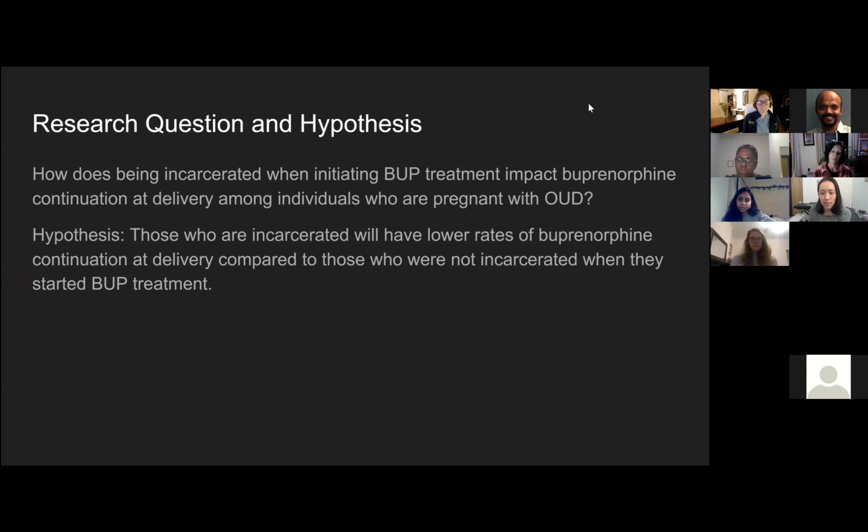Awesome. So this is essentially our research question and hypothesis, the question being, how does being incarcerated when initiating buprenorphine treatment impact continuation at delivery among individuals who are pregnant with OUD? And we hypothesize, to be fair, this is not my expertise, this is my hypothesis, from the outset, those who are incarcerated will have lower rates of buprenorphine continuation at delivery compared to those who were not incarcerated when they started buprenorphine treatment.